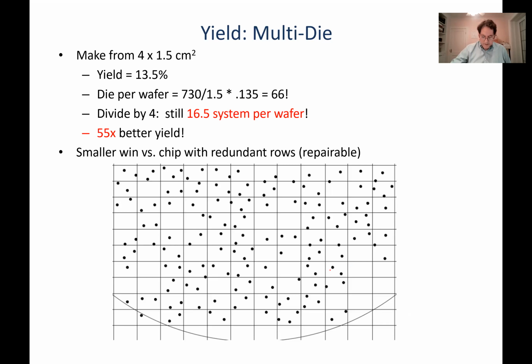And you can see why, right? I've got the same density of dots, but there are just a lot of little chips where there are no defects anymore. Okay, so my die per wafer, I'm now going to get 66 working chips per wafer. Now I need 4 of those to make one system with the same capacity. But even if I divide those 66 by 4, I still get 16.5 systems per wafer, which is a 55 times increase in yield. So that's pretty good. And that's the key reason, again, that Xilinx did this.